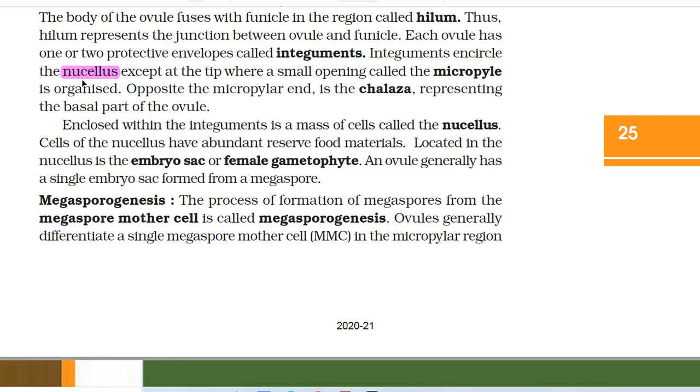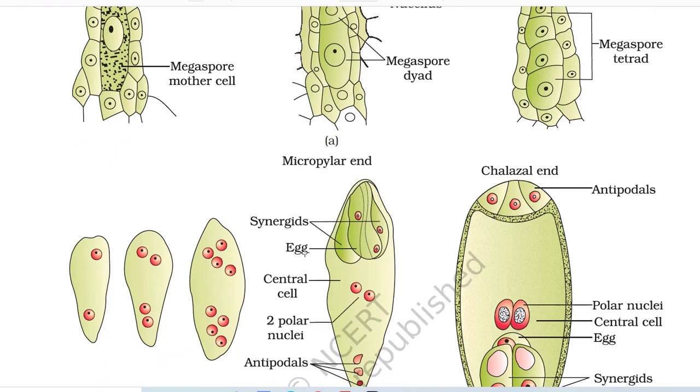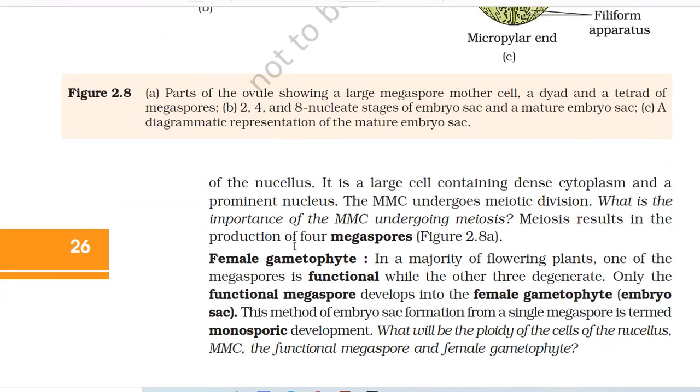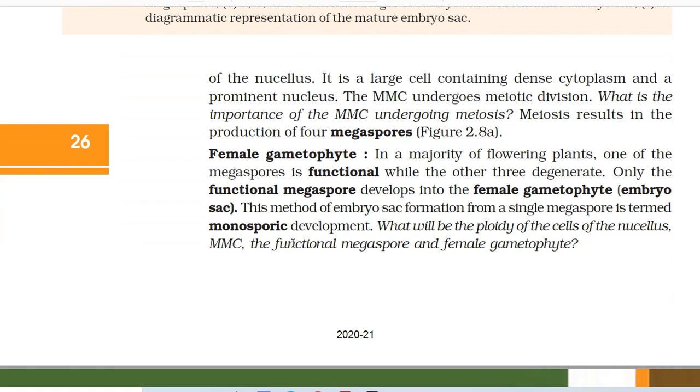Megasporogenesis. The process of formation of megaspores from the megaspore mother cell is called megasporogenesis. Ovules generally differentiate a single megaspore mother cell (MMC) in the micropylar region of the nucellus. It is a large cell containing dense cytoplasm and a prominent nucleus. The MMC undergoes meiotic division.